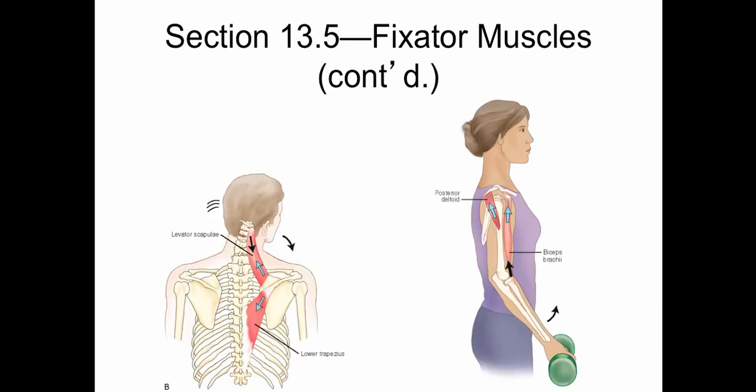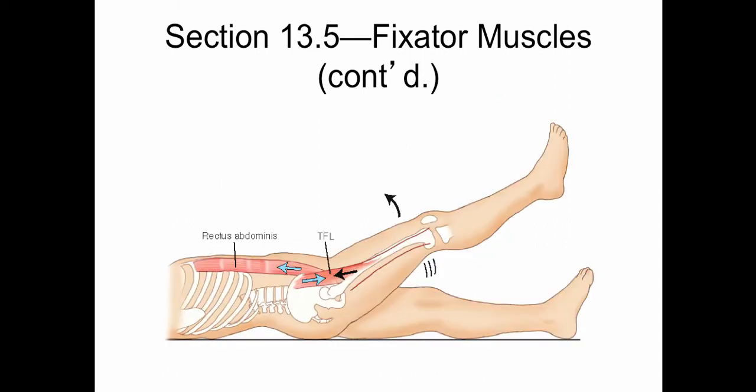In the illustration on the right, the posterior deltoid acts as a fixator of the arm by creating a force of extension on the arm at the shoulder joint. This prevents the biceps brachii from flexing the arm at the shoulder joint. In this figure, the rectus abdominis is acting as the fixator because it prevents the tensor fasciae latae from anteriorly tilting the pelvis.